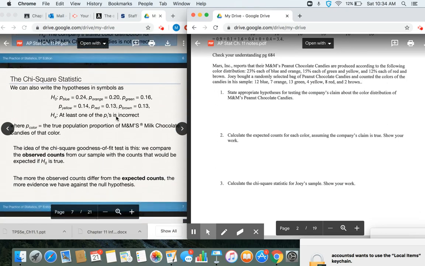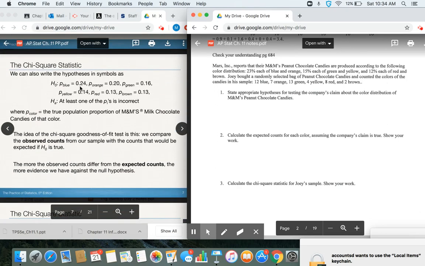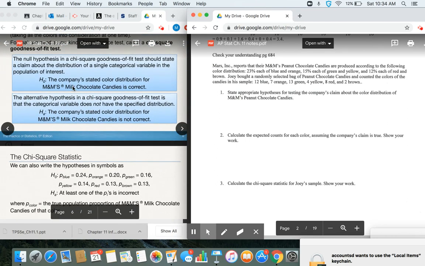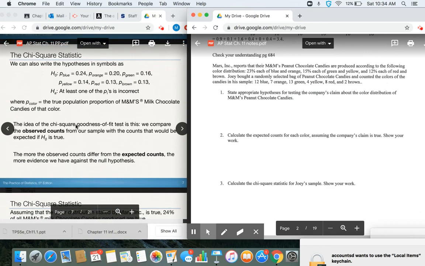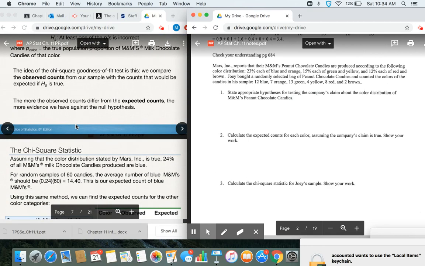Another way you could write that would be if you wanted to write it out like this, but I think the sentence would probably be the best. And if you wanted to abbreviate the HA and just simply say, is not correct, I'm fine with that. Right? And as I said a few minutes ago, we're now going to get into what we would call the observed and what we would call the expected counts.